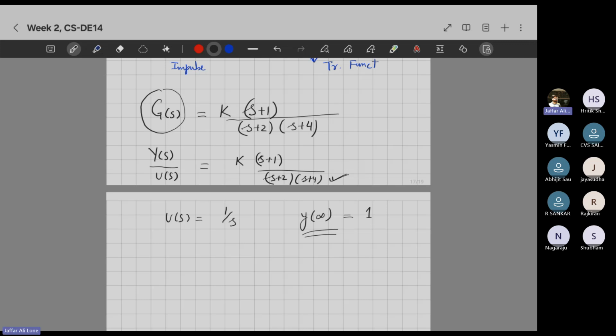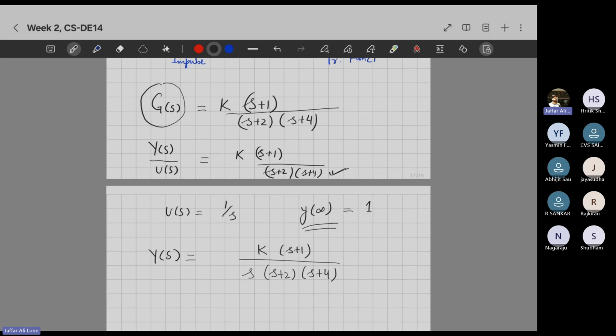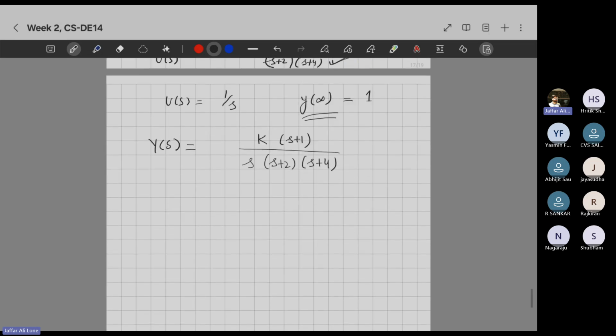So we have Y(s). After putting u as 1 by s, I'll get something like this: k into (s plus 1) divided by s into (s plus 2) into (s plus 4). So now here I can apply the final value theorem. But again, check whether I can apply the final value theorem or not.